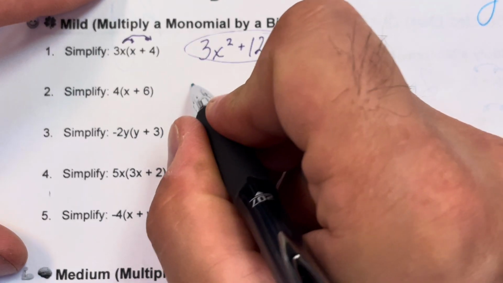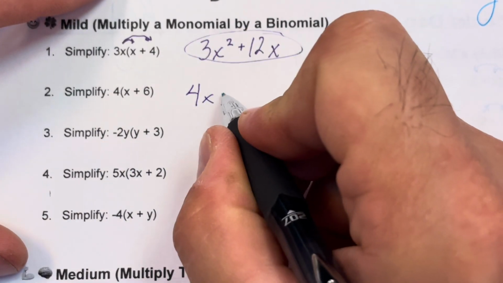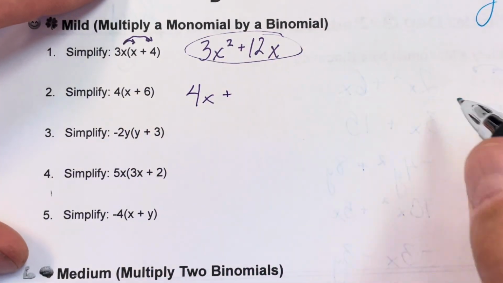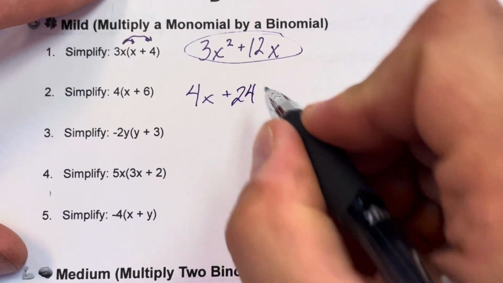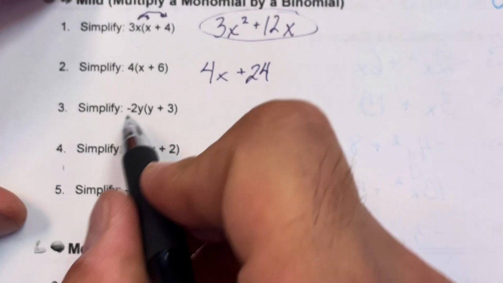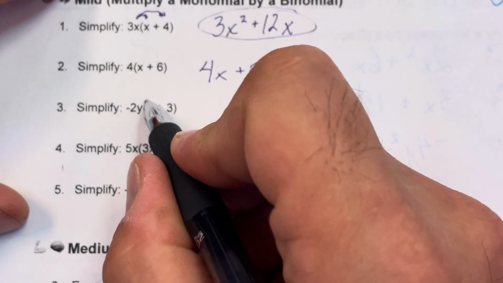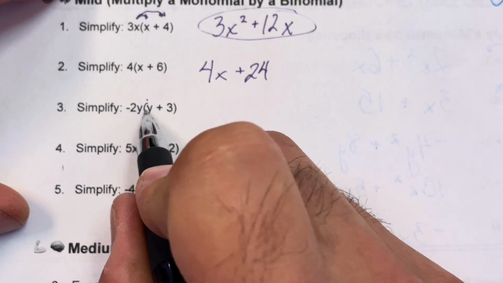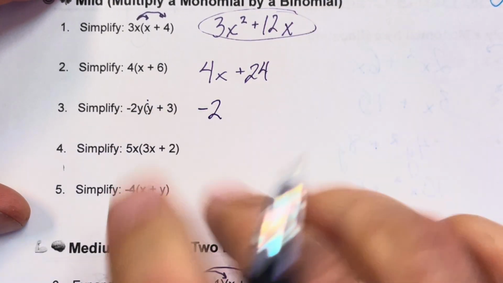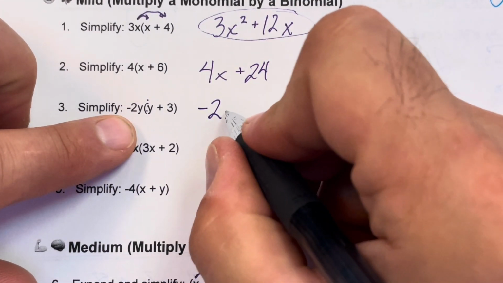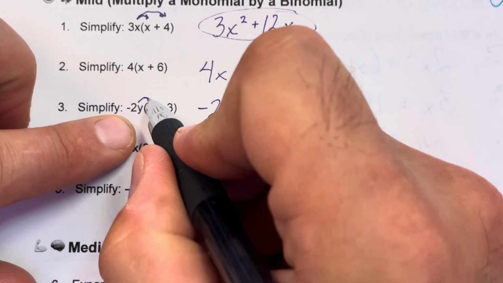4 times x is 4x. 4 times 6 is, oh my God, 24. A little mental blank there. All right, negative 2y times a y. Okay, so this is like a 1y, so I'm really just doing negative 2 times 1, which is negative 2. And what is y times y? Well, that's y squared. I distributed that.